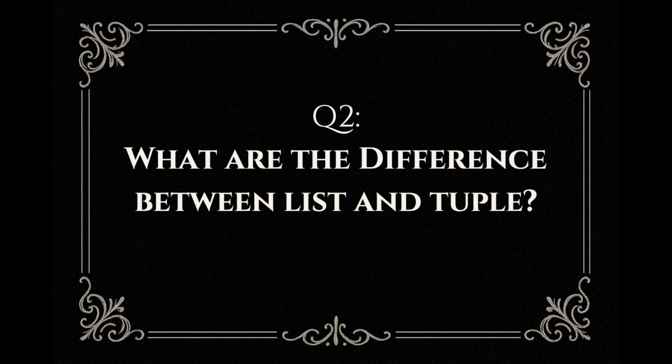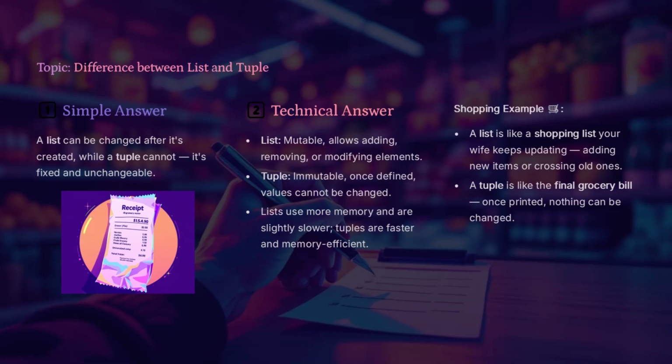What are the differences between list and tuple? Lists and tuples in Python may look similar, but they behave very differently once you start using them. In simple terms, a list can be changed after it is created, while a tuple stays fixed and cannot be modified. Technically, lists are mutable structures that let you add, remove, or update elements, but they use more memory and tend to be slightly slower.